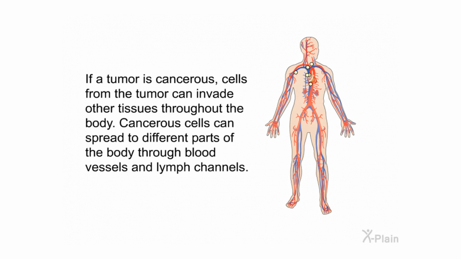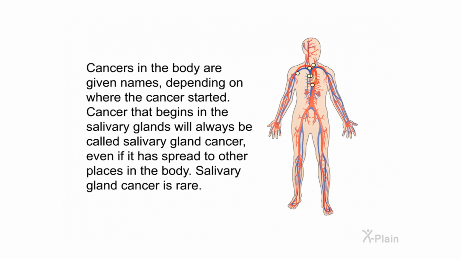If a tumor is cancerous, cells from the tumor can invade other tissues throughout the body. Cancerous cells can spread to different parts of the body through blood vessels and lymph channels. Cancers in the body are given names depending on where the cancer started. Cancer that begins in the salivary glands will always be called salivary gland cancer, even if it has spread to other places in the body.